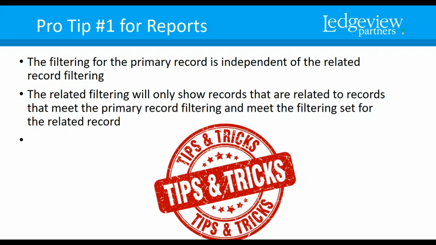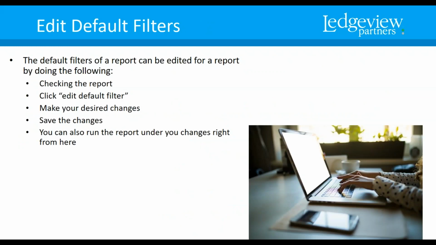It's showing us every single active account. And then of those active accounts, the related filtering will only show records that are related to records that meet the primary record filtering. So those won opportunities must be associated to those active accounts. Okay. So that's what it's doing there. So that's just a pro tip to remember.